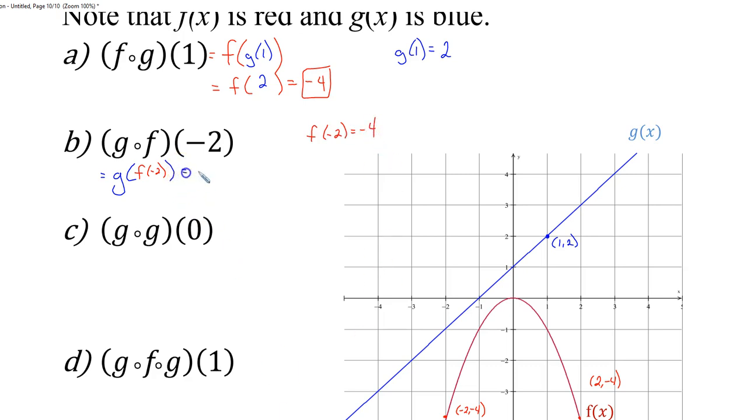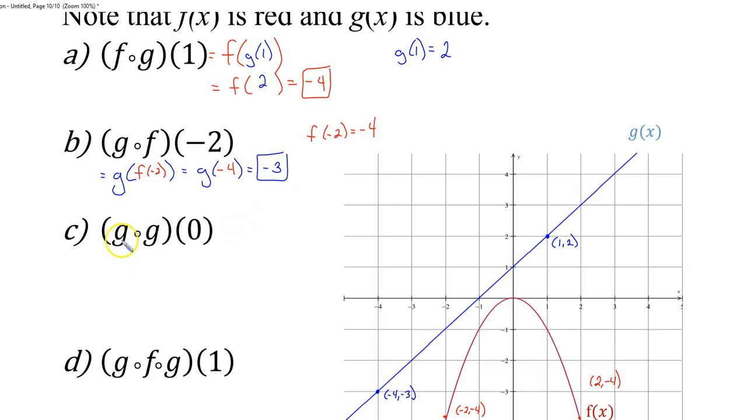So now I can find g of negative 4. So my y value essentially becomes my x value. So again, I'm going to go to the x-axis. I'm going to find negative 4. I'm going to go to my blue function, my g function, and I'm going to find that ordered pair where x is negative 4, and in this case y is negative 3. So g of negative 4 has a final value of negative 3. So this composition here is going to have a final y value.